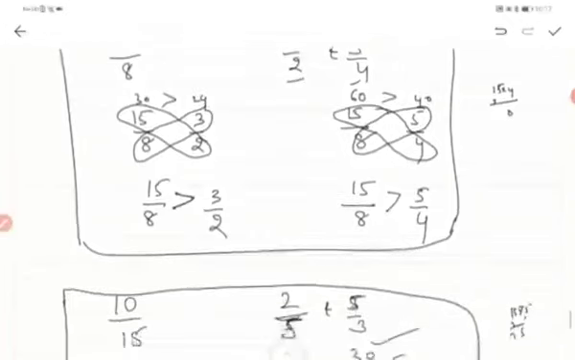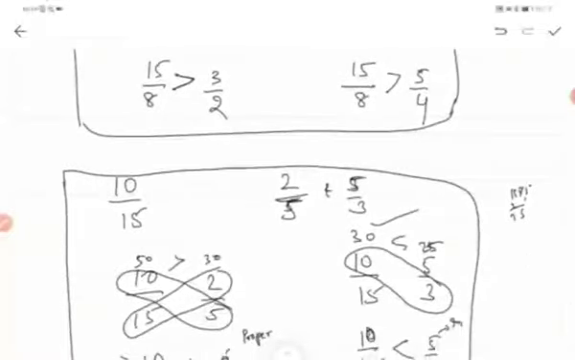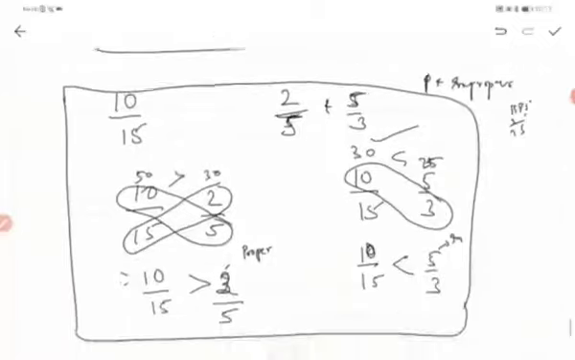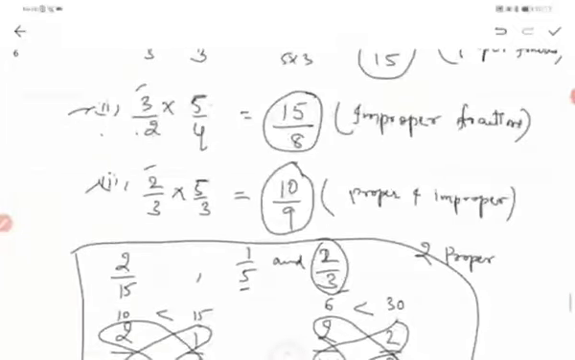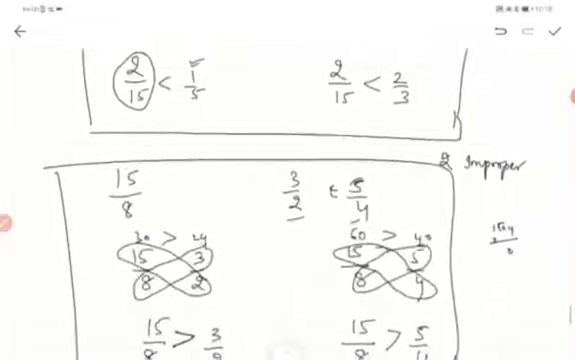Now the third one, which is a mixture of proper and improper, can be anything. So for observation we have done this, and you need to get to some conclusions, which I have concluded. When two proper fractions are multiplied, the product is always less than the individual fractions given. Whereas the product of two improper fractions is always greater than the individual fractions.